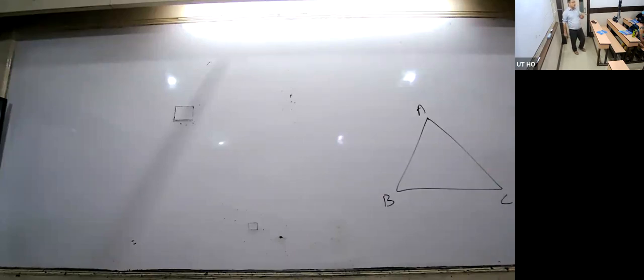Two can be more than 60, for example 80 and 80, or 80 and 70. Okay, like that. So this is the triangle.